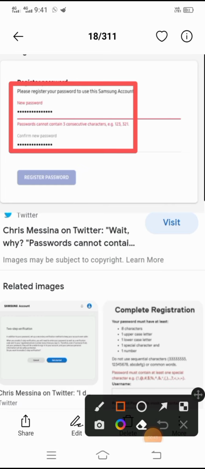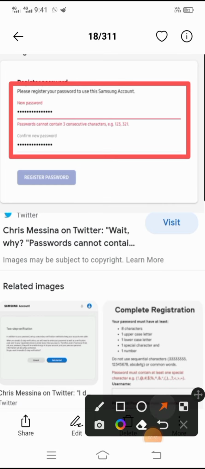You can see here your password cannot contain three consecutive characters. So how to solve this problem and how to remove this option, I am going to tell you in this video.